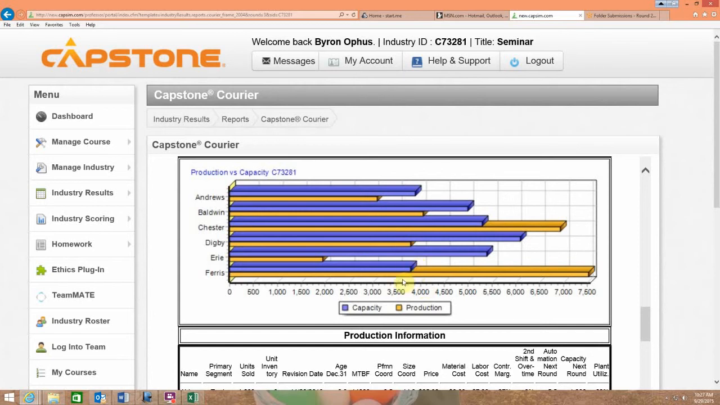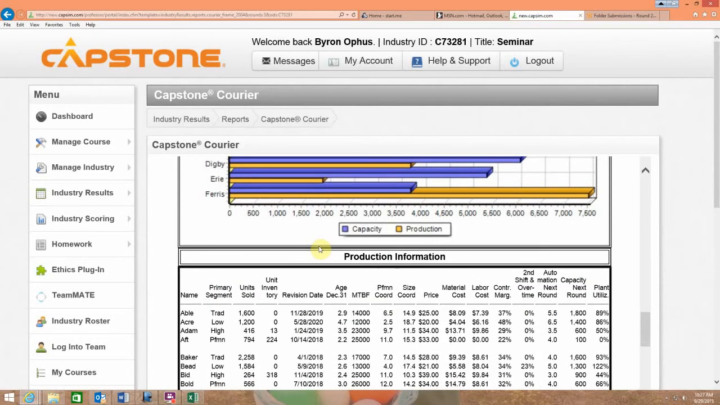Team Ferris has the ability to produce in the first shift 3,500 units, and it's a little more than that, 36, 37, because they are producing about 7,400 units, so they're producing twice what they have capacity for. And everybody can do that. And yet we have Andrews with lots of excess capacity, Baldwin excess, Digby. Look at Erie, nearly 3 times the capacity that they need.